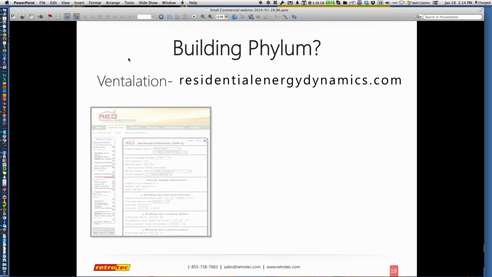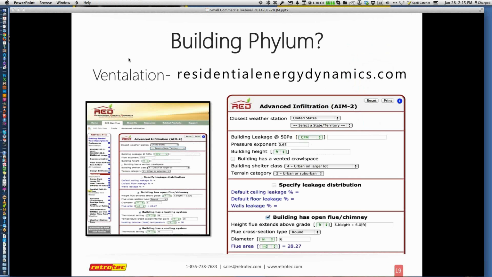If you are looking for really sound and phenomenal information about ventilation, I highly recommend you go to the RED site, which is the Residential EnergyDynamics.com, and they have a variety of products. Again, when you're dealing with commercial, it isn't straightforward, but they do have a variety of options, and they're constantly updating what they're doing and how that works.